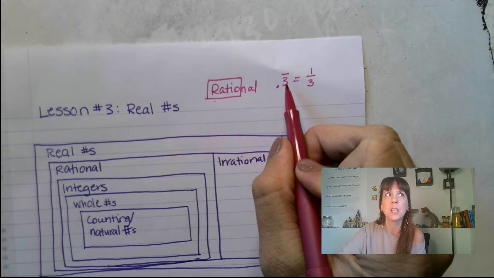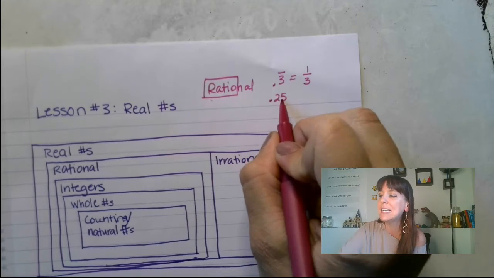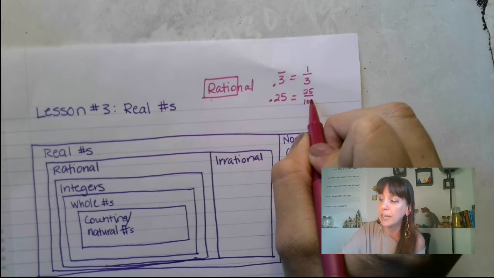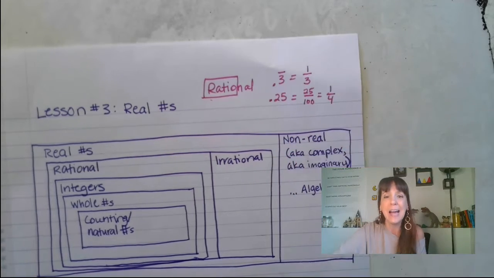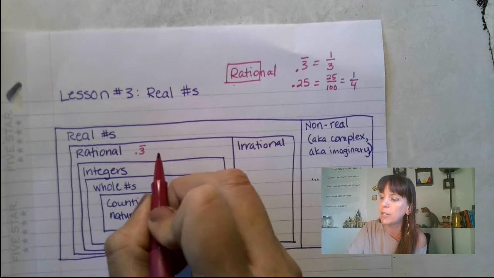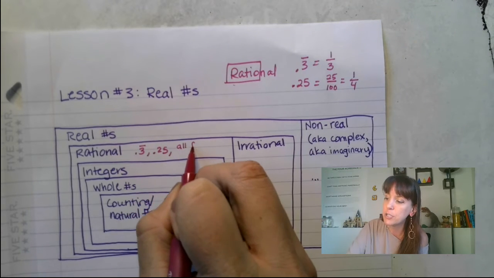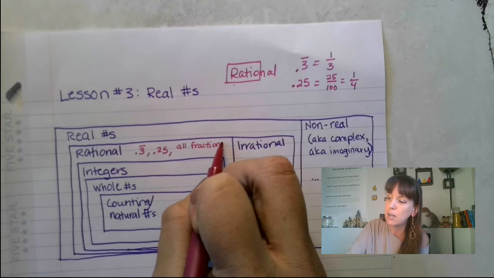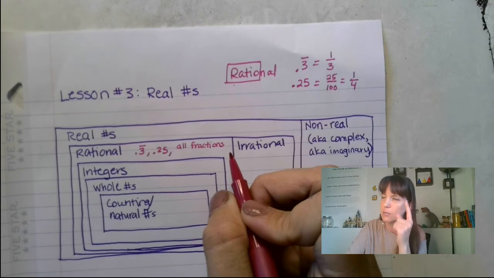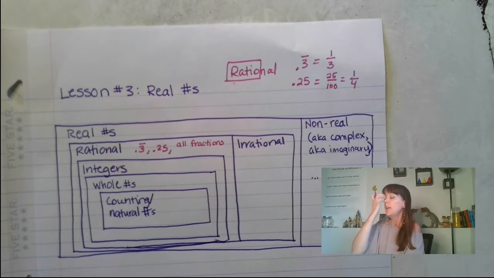So decimals that repeat, those are definitely rational. 0.25, this is a decimal that terminates. Well, 25 is 25 over 100, right? Which we know is 1/4. That can be written as a ratio, therefore that is a rational number. So I'm gonna put these in here. 0.3 with a line over it, 0.25, any fraction. All fractions are rational numbers, as long as they don't have a radical in it that can't be reduced. So I should probably put a caveat on that. Most fractions are gonna be rational numbers.